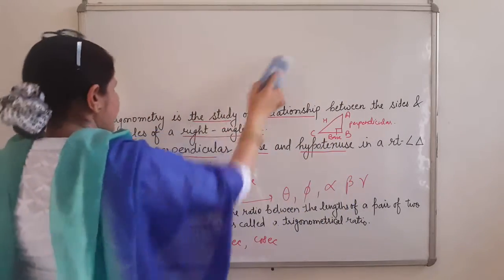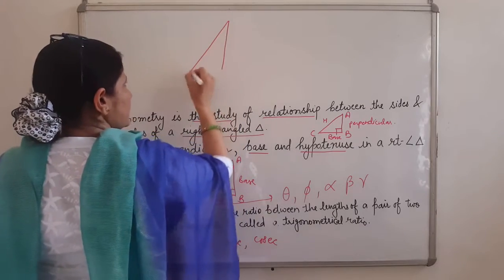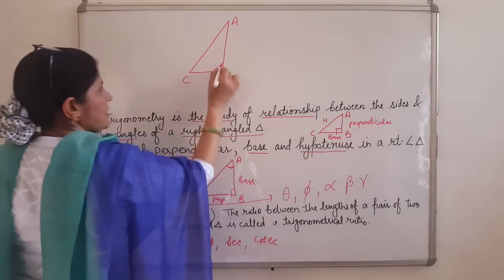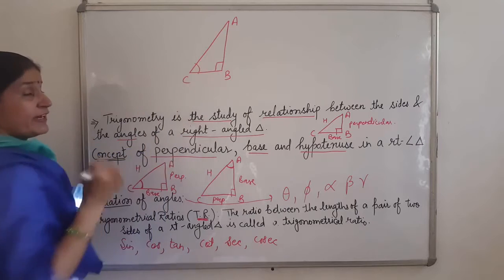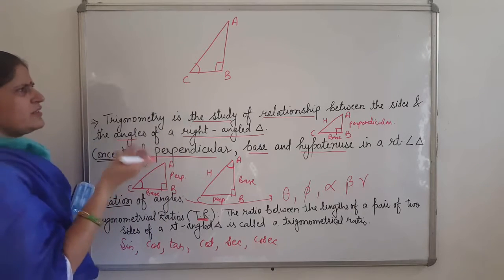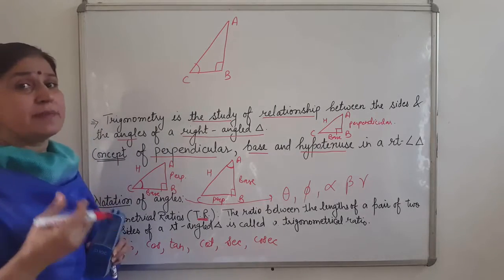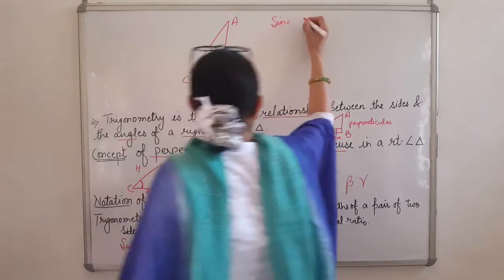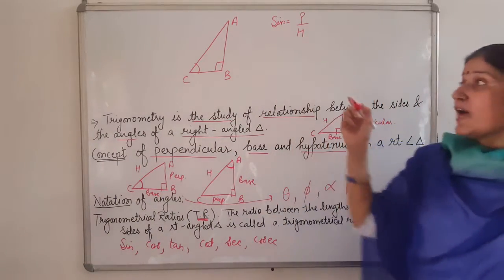We again take a triangle. We again draw a triangle here. A, B, C. This is 90. We will take angle C and find the value of sine. Generally, even if we don't take a triangle, the ratio of which two sides will be sine? Sine equals P over H, means perpendicular over hypotenuse.